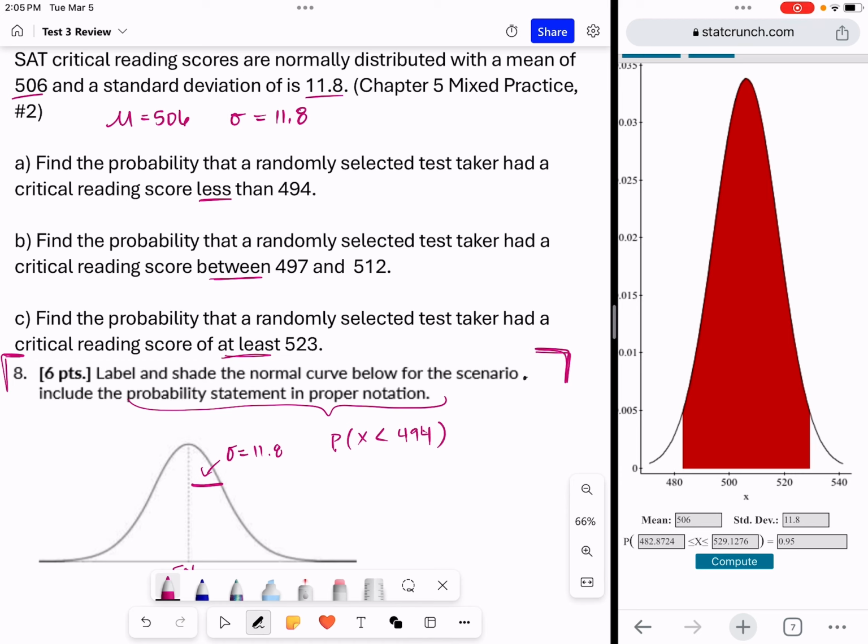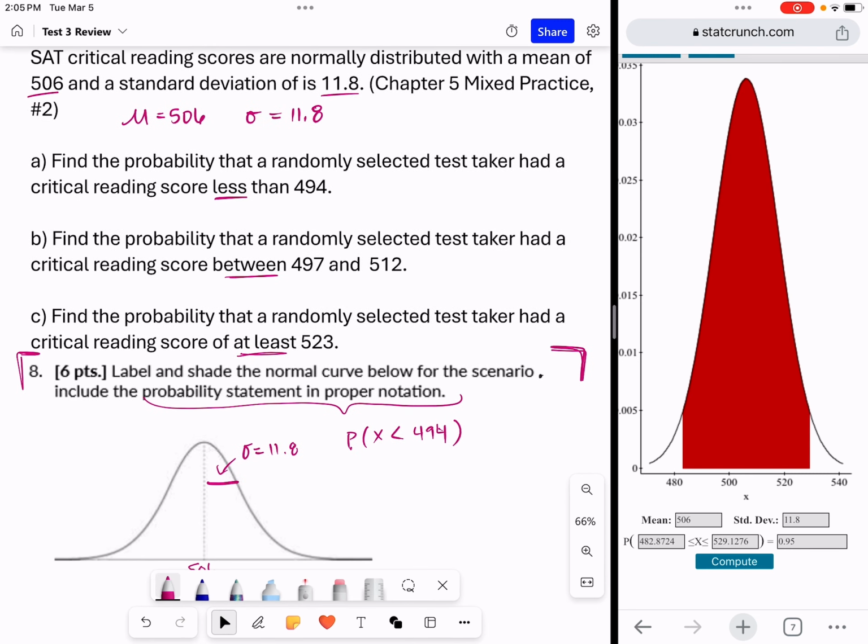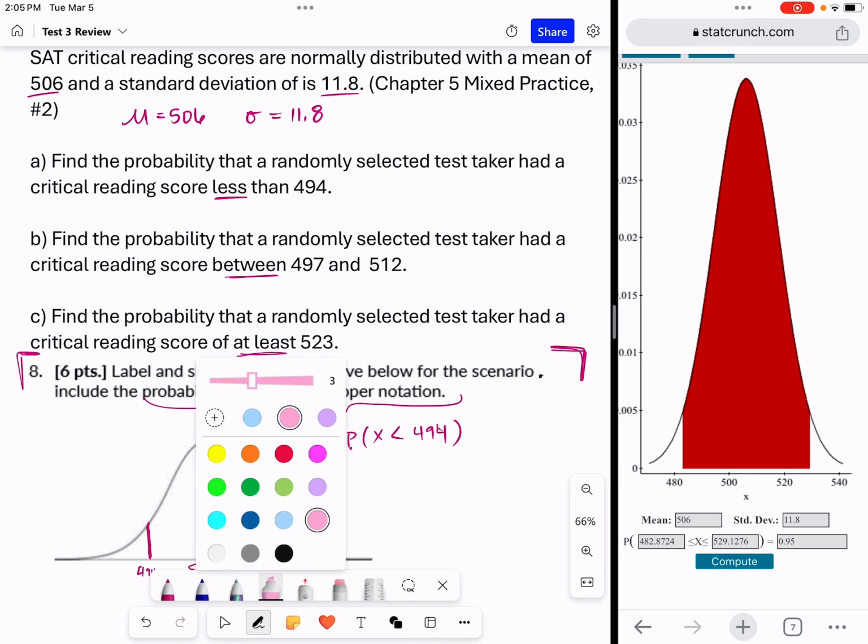The other thing we need to label is our specific x value. So in this case, 494. Well, 494 will be somewhere to the left of 506. And I'm, again, not going to be picky of where. So 494. Less than means I'm going to shade to the left.